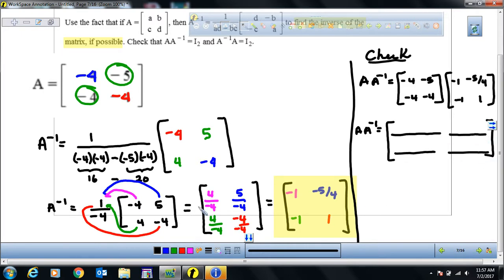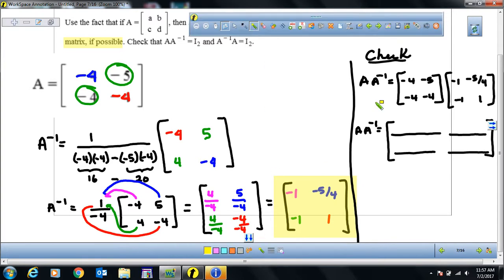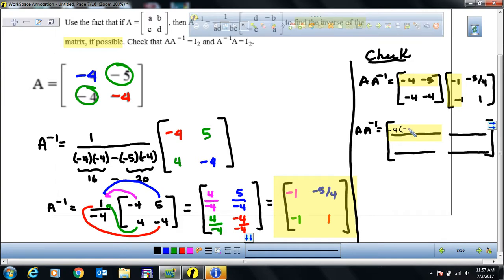So, remember how we multiply them. This one is in the first row, first column, so you multiply the first row times the first column. You multiply them in order. So it would be the negative 4 times the negative 1 plus the negative 5 times the negative 1, and that equals 4.